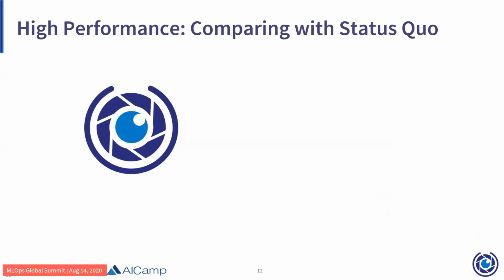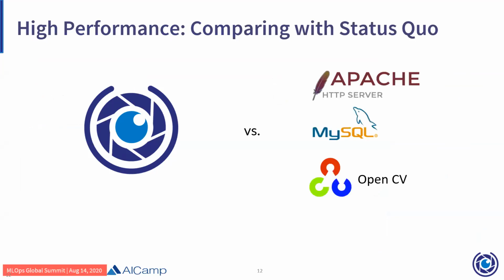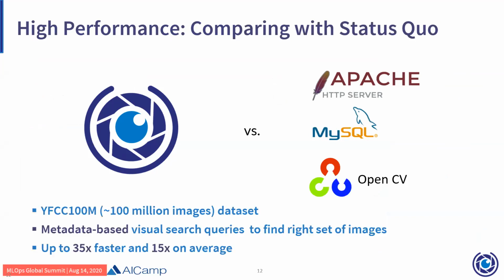In order to compare at least some of our features to what we've heard people do today, we set up a parallel system to approximate a portion of the functionality offered by our database. For visual queries that we run on a Yahoo Flickr YFCC 100 million image and video data set, we were up to 35 times faster, depending on the query complexity, and on average, 15 times faster than that comparable system we set up.